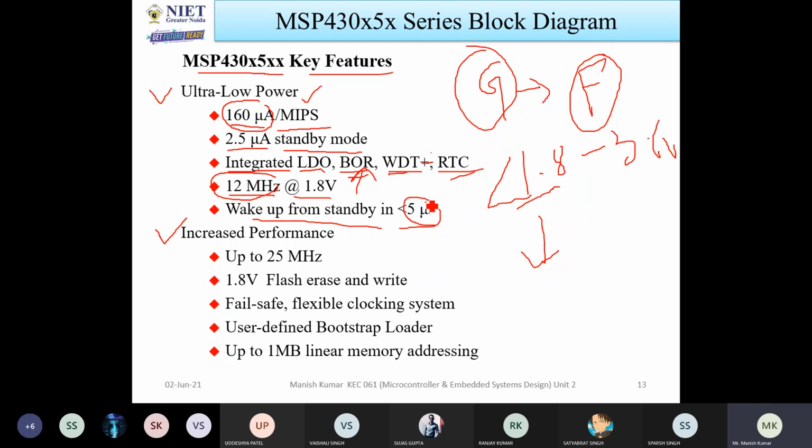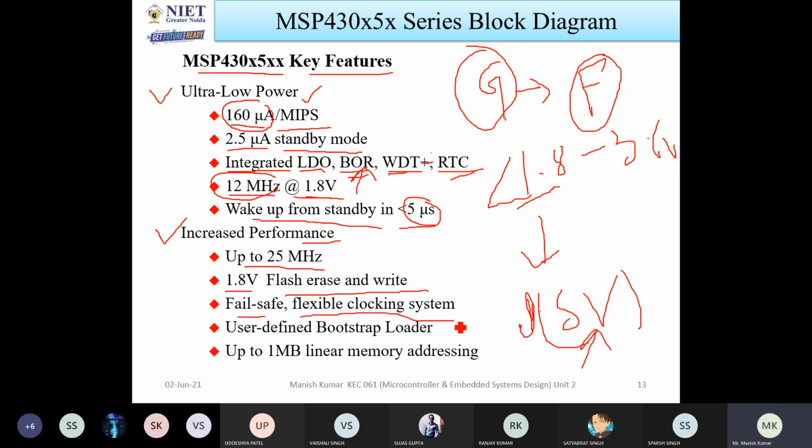Now how can you tell that it increases performance? How will the performance increase compared with the previous version? So now you can see that at 1.8 volt, frequency is 12 megahertz. So we are supplying 5 volt. So the frequency will increase depending upon the supply voltage. 1.8 volt flash erase and write. So you can easily erase the data and you can easily write the data in the memory.